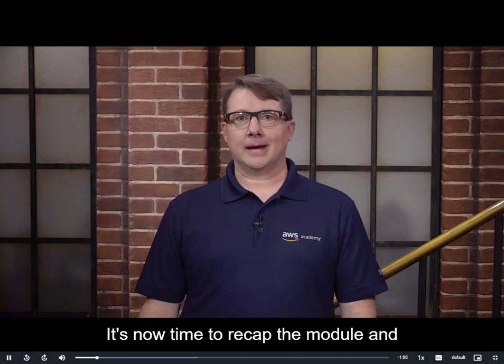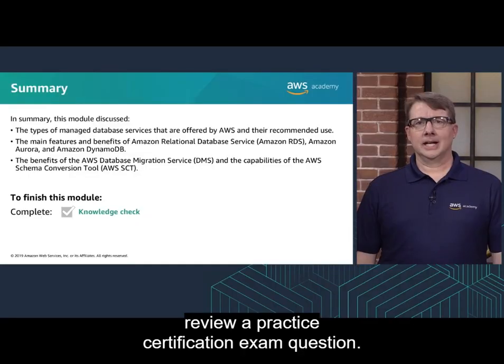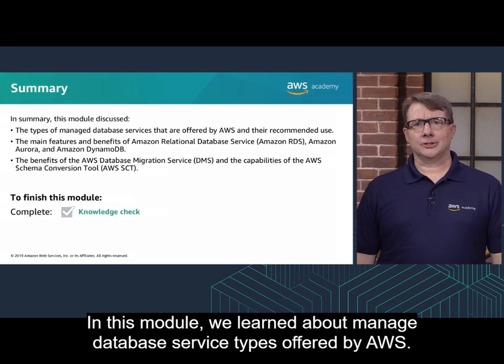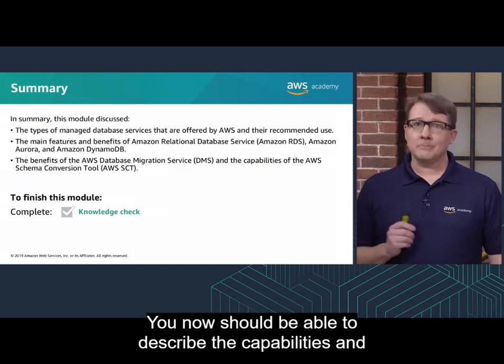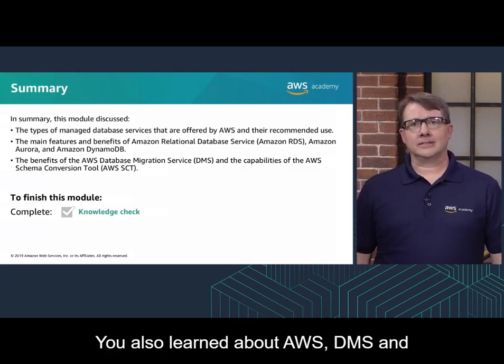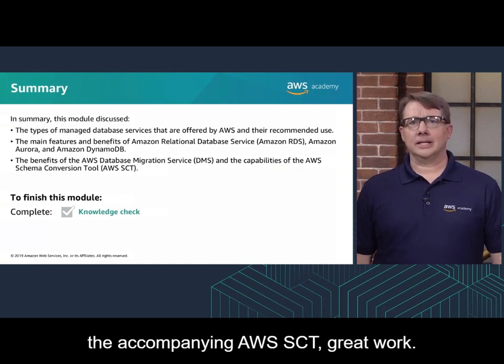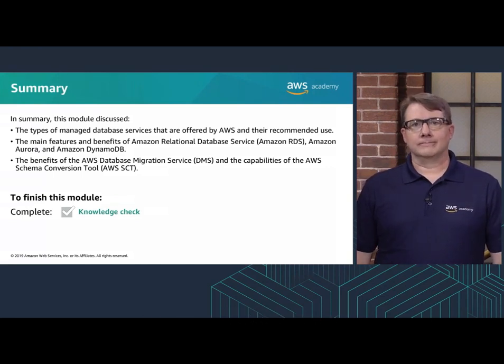It's now time to recap the module and review a practice certification exam question. In this module, we learned about managed database service types offered by AWS. You now should be able to describe the capabilities and benefits of Amazon RDS, Amazon Aurora, and Amazon DynamoDB. You also learned about AWS DMS and the accompanying AWS SCT. Great work! Now, let's review a sample certification question.